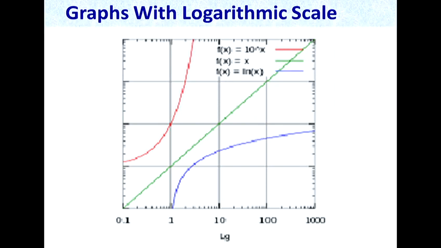Then the next big square is from 10 to 100. So from 10, the next divisions will be 20, 30, 40, 50, all the way to 100. From 100 to 1,000, it goes 100, 200, 300, and so on. Okay, make sure you know how to read a log scale.